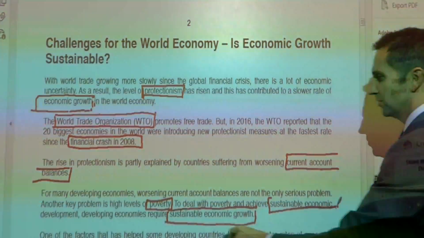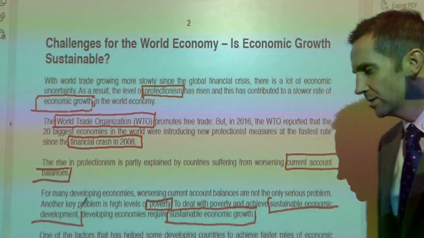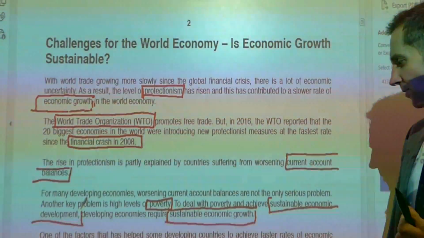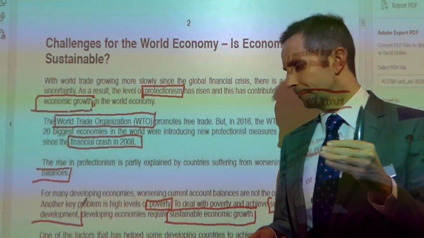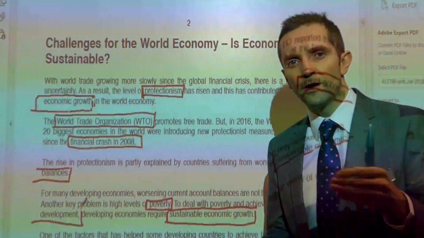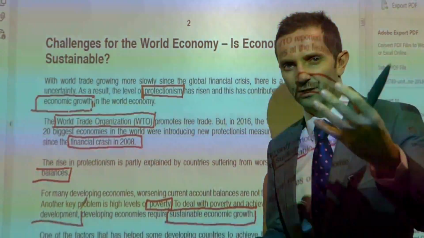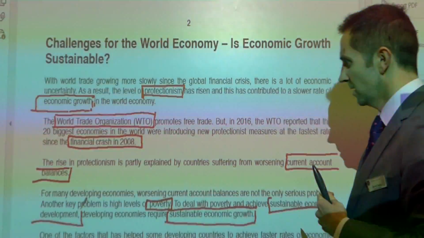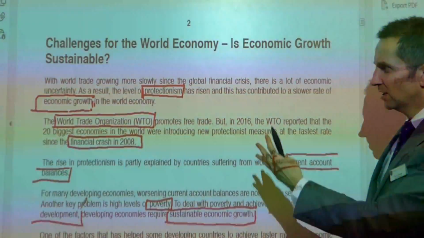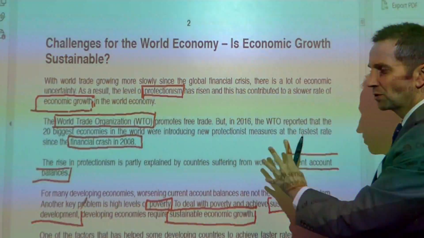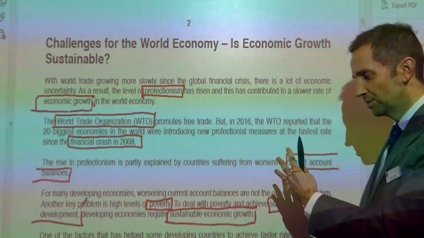Maybe I should have underlined that as well, ladies and gentlemen, this whole notion of sustainable development and sustainable growth. Is it possible to grow today without using up all the natural resources of the world? So that's a notion of sustainability. And that, ladies and gentlemen, is it in a nutshell, to be honest. These are the key areas which are going to be assessed in the exam paper based upon this stimulus material.